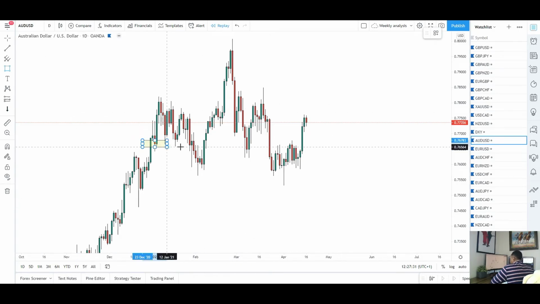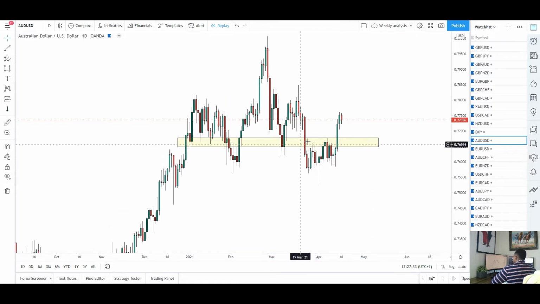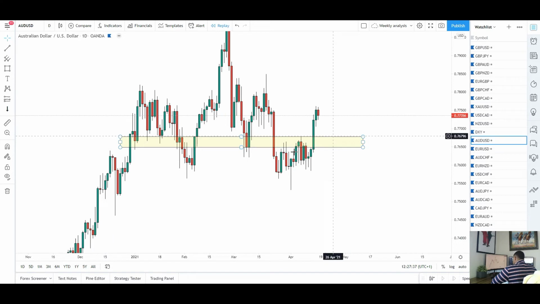So for this pair, we actually got a move to the upside this week. Price was struggling to break through that resistance, 0.76500, for quite some time, and I was actually favoring a move to the downside for this pair. However, we failed to break through that trend line, and price kind of just slowly broke to the upside. Then we had that big push taking out that level, and our price is looking very, very bullish now for AUD/USD.